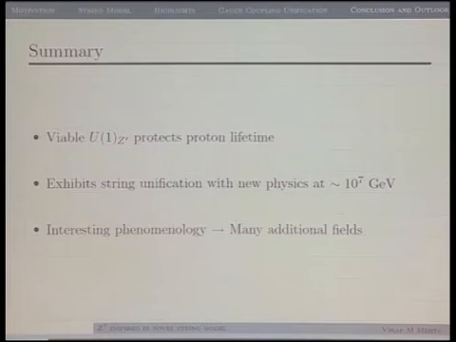To conclude, hopefully I've convinced you that there at least is a class of models where we have an external U(1) from the SO(10) that doesn't need to be embedded into E6 that will protect the proton lifetime. I've shown that in this model we get string unification with new physics at 10^6, 10^7 GeV. The question will be in future work whether any interesting phenomenology will result from this, due to the fact we have many additional fields, and also what influence this will have on our Higgs sector. Okay, thanks for listening.